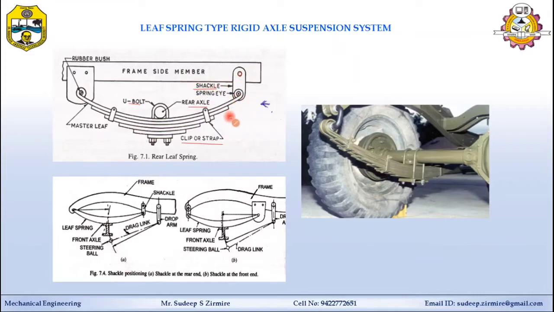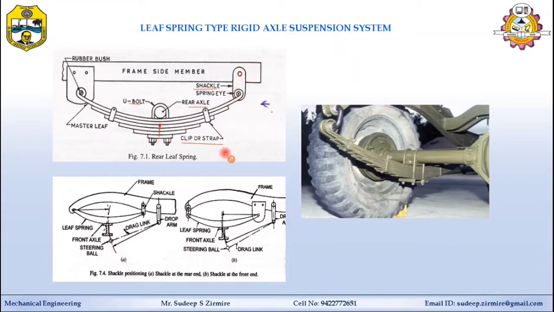So when the vehicle comes across a projection on the road surface, the wheel moves up and deflects the spring. The force is from the bottom side, creating the deflection in the spring. This changes the length between the spring eyes. If both are fixed or rigid ends, the spring will not be able to accommodate this change of length. So for that purpose, a flexible connection is provided at one end of the spring, at the shackle side.